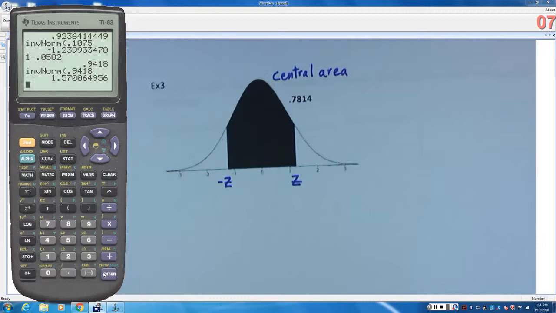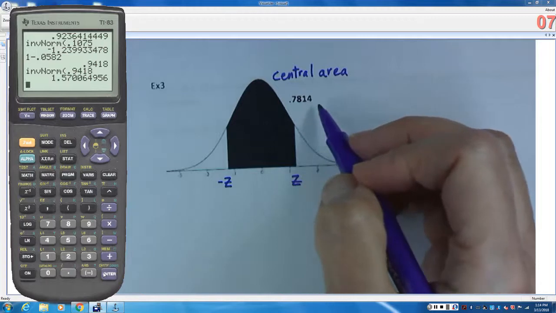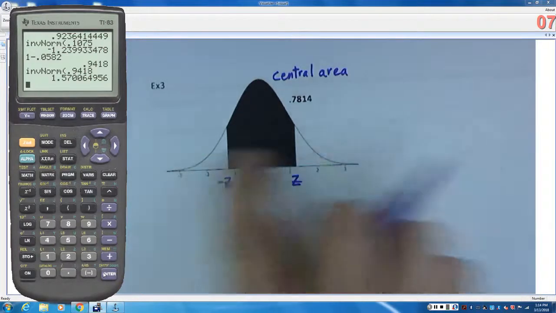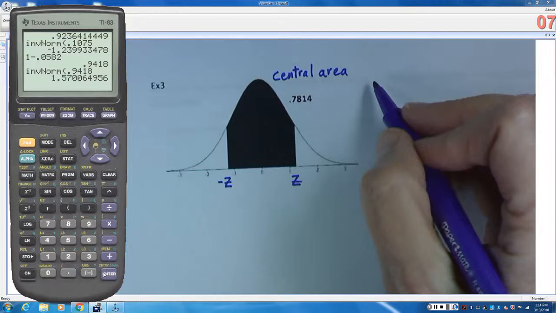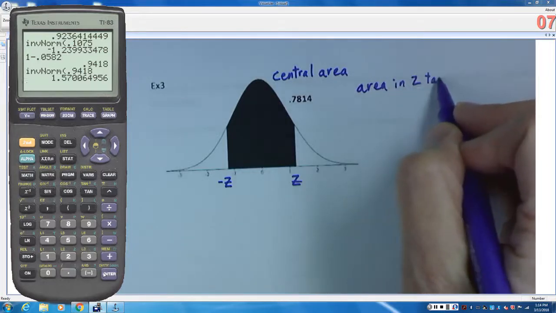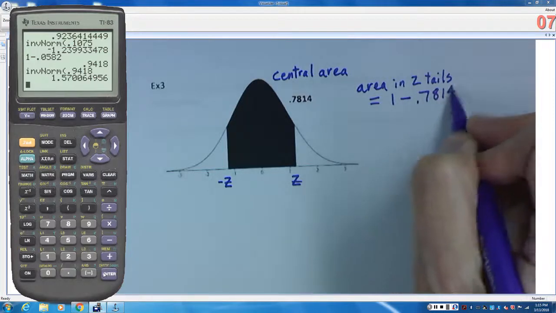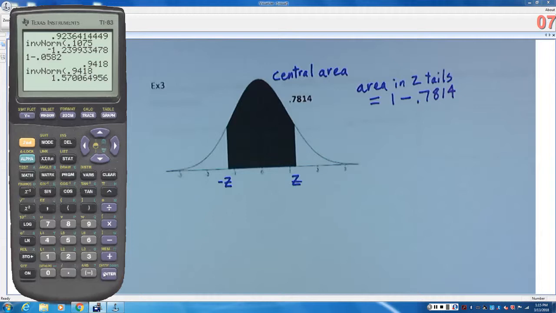Assume I'm giving you a central area. Here's the picture. The central area is 0.7814. So find the area in the 2 tails. To find that, the area in the 2 tails is 1 minus 0.7814. So we're going to subtract that. 1 minus 0.7814 is 0.2186.